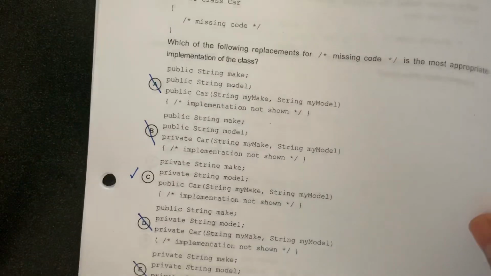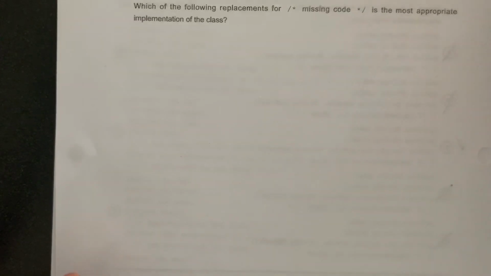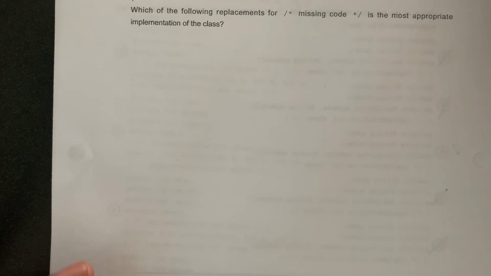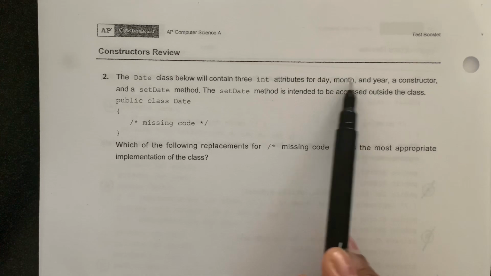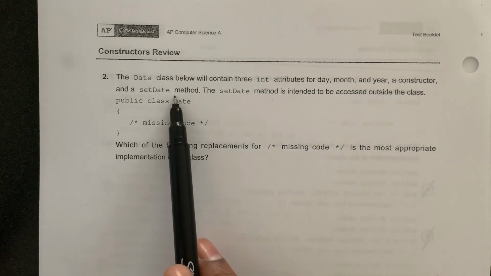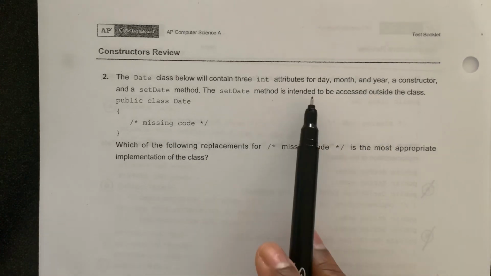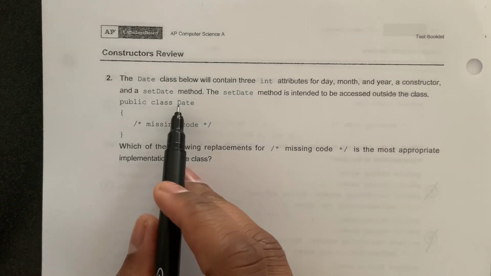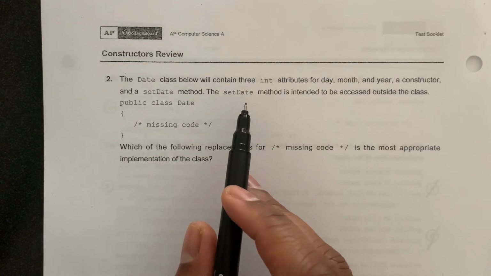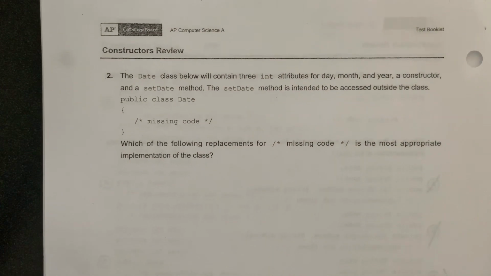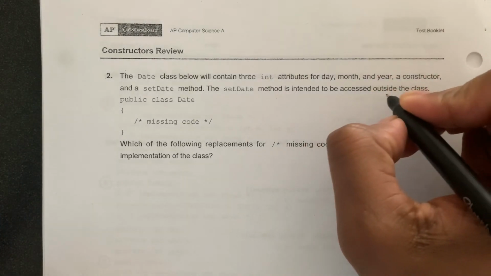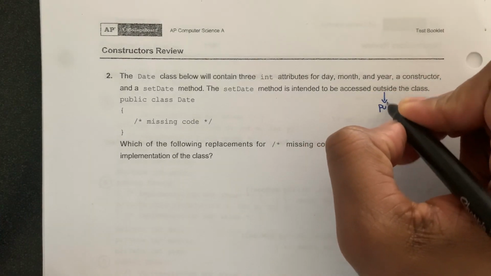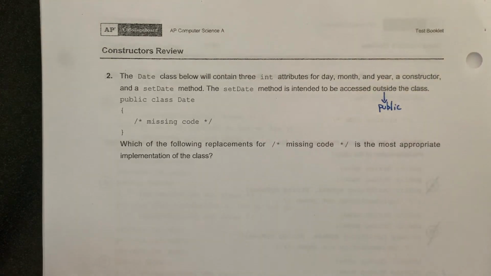So then for number 2, we have a date class that contains 3 int attributes, day, month, and year. So these are going to be our instance variables. We have day, month, and year, a constructor, and a set date method. The set date method is intended to be accessed outside the class. So what that means is this set date method probably needs to be public if it's going to be accessed outside the class. That's going to point to the word public.